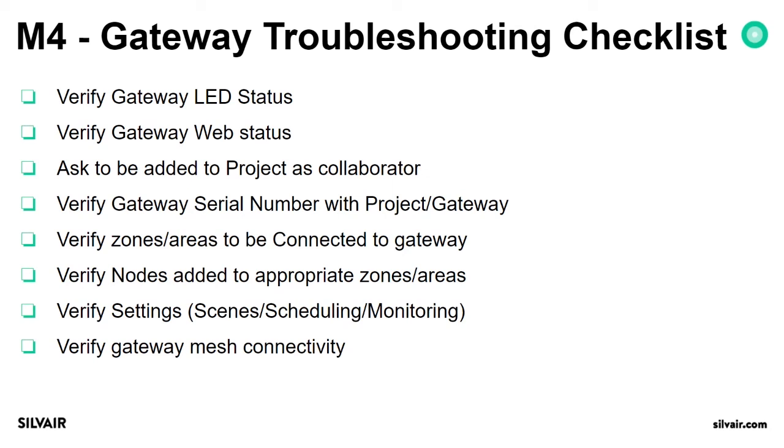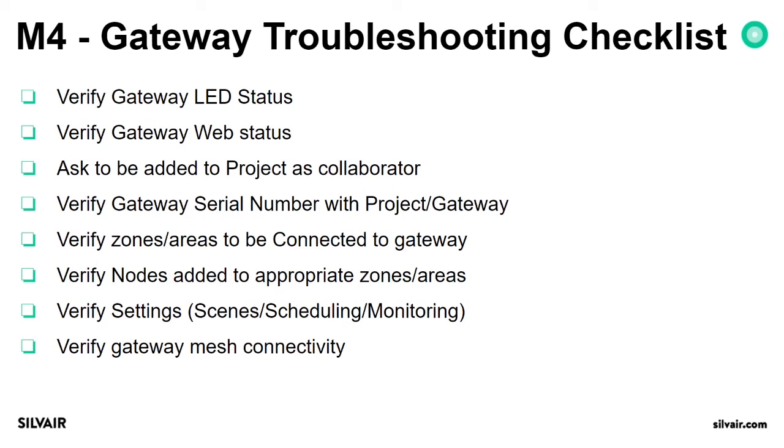Verify gateway serial number with the project gateway. It happens sometimes that a certain gateway is added to the web platform project, but the number is not consistent with the one you have physically in the project. Happens. Verify zones, areas to be connected to the gateway. Verify nodes added to appropriate zones, areas, and also settings, scenes for scheduling, monitoring.